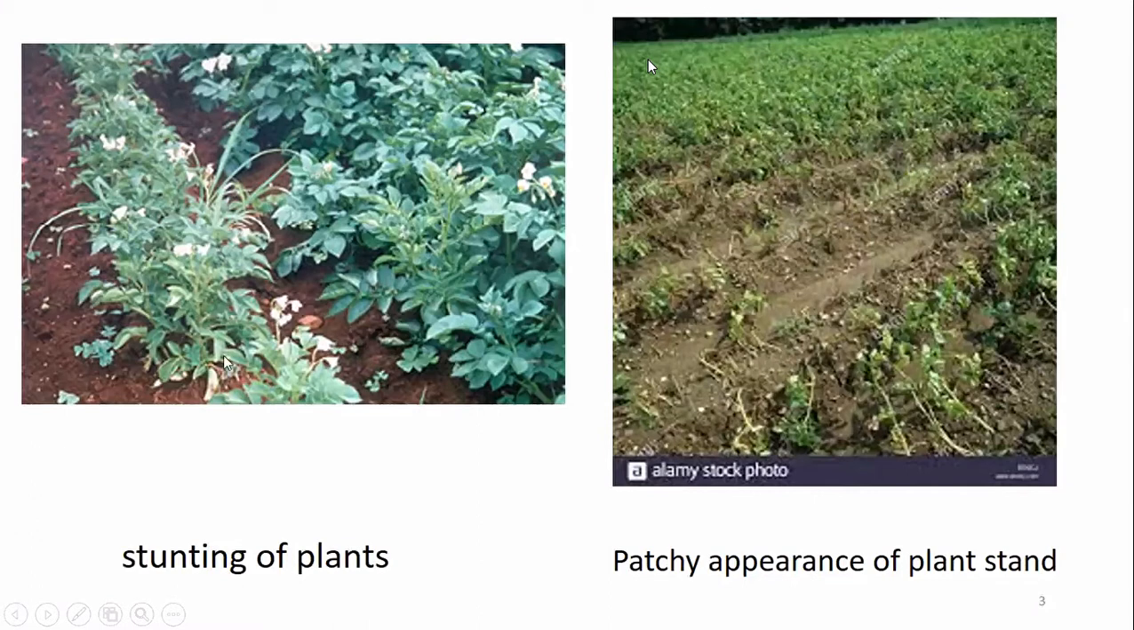In this image you can see stunting of the plant. These plants are normal plants. These are the infected plants. Can you see the difference? And here you can see the patchy appearance of the cyst nematode, because due to the potato cyst nematode infection in the field, you can observe a patchy appearance.